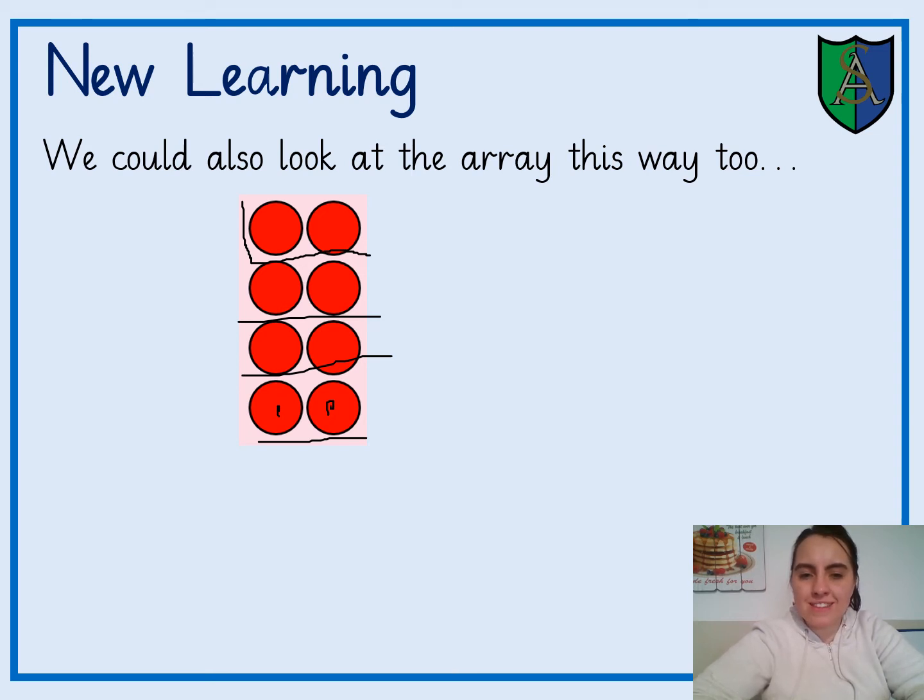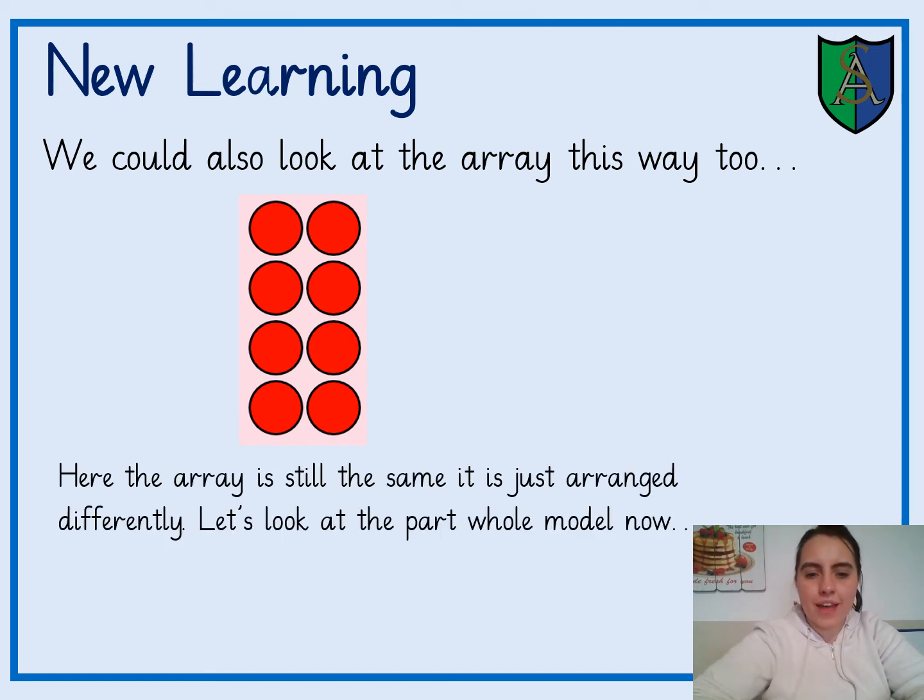Or we could have looked at it as 2 columns, both with 4 in each. 1, 2, 3, 4. So that's different to the representation that we looked at earlier, okay? However, it's still the same, isn't it? There's still the same amount of dots, and we're still working with the same parts and wholes, okay?